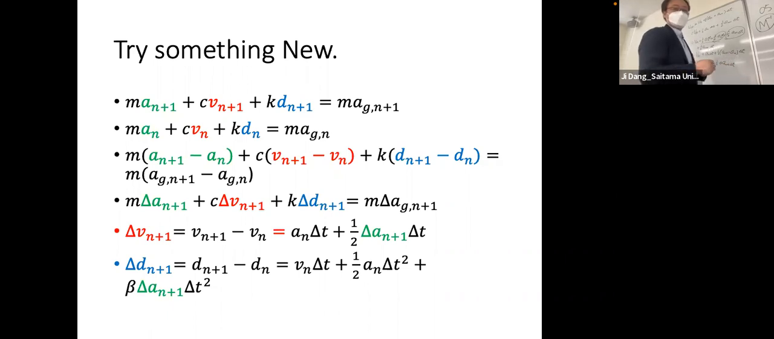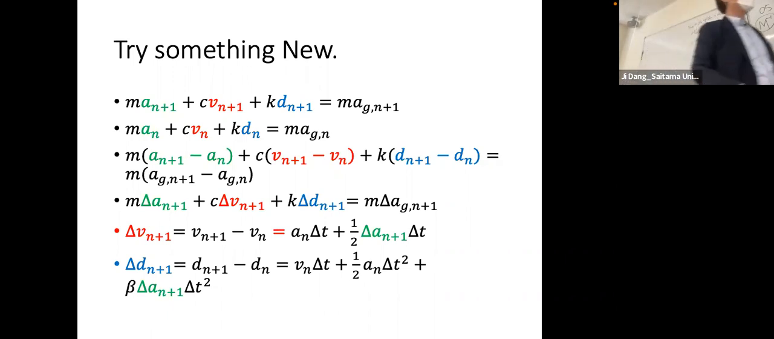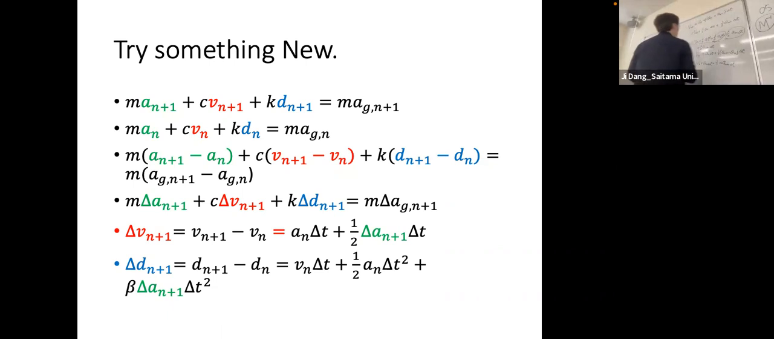the equation we see here. This one. See this one. So that delta Vn plus 1 equals Vn plus 1 minus Vn. Just ignore this one. Oh, sorry, you cannot see because of this one. Better?